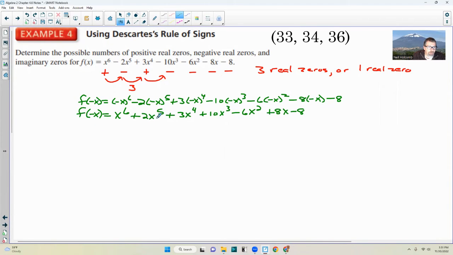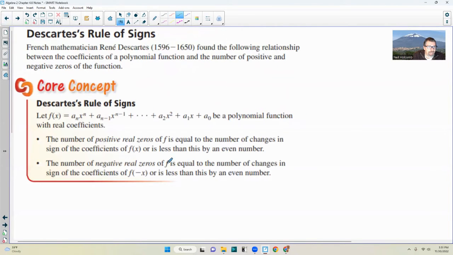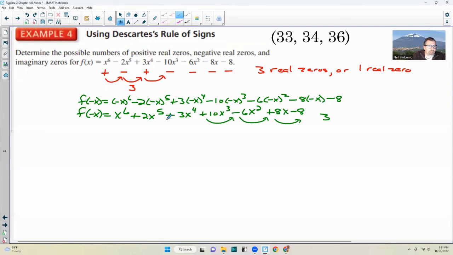So now we have a positive, a positive, a positive, no sign change until here. And it became negative, then it went back to positive, and then it went back to negative. That tells me that there are 3, and then over here, if we go back, the number of negative real zeros is equal to the number of changes of sign of the coefficients, or less than by an even number. So there are 3 real negative zeros or 1 real negative zero.